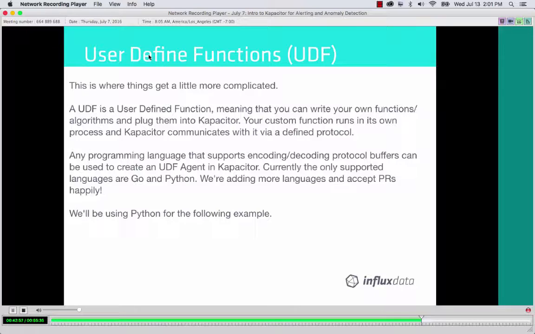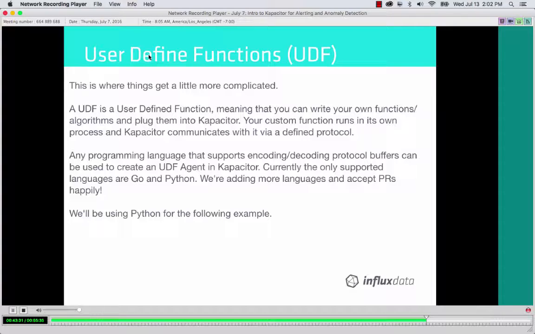Your custom functions run in their own process and communicate with Capacitor via protocol buffers, and I can show you the interface that you have to implement. The important thing here is that any programming language that supports encoding and decoding protocol buffers can be used to create a UDF agent in Capacitor. Currently the only supported ones are Go and Python, but we'll be adding more languages as things go along, and we happily accept PRs.